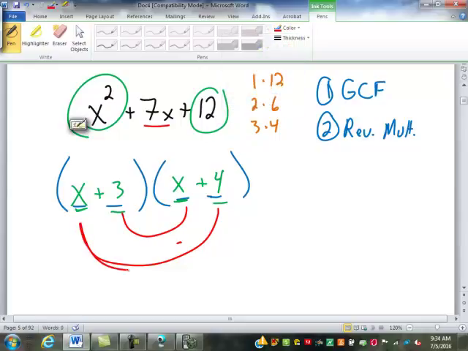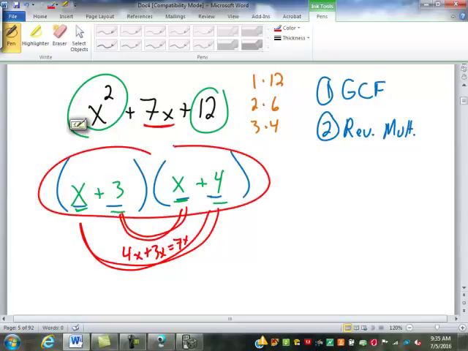So, x times 4, 4x, 3 times x, 3x adds up to 7x, which is what we want. So, that's x plus 3 times x plus 4 is the factoring of that. Does that make sense?